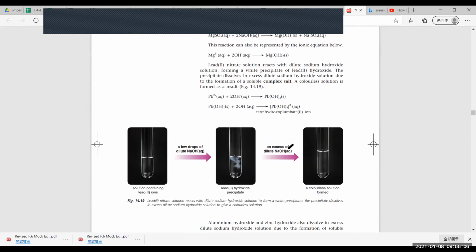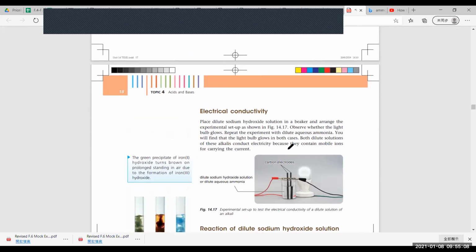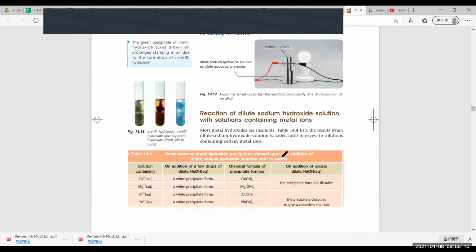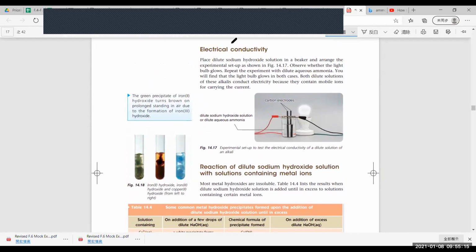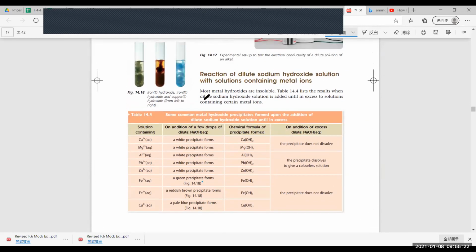The second and third equations are the metal ion solution with alkaline. Now for this part, I don't want to mention electrical conductivity because it's self-explanatory. You know something about mobile ions, right? How about this? The reaction with sodium hydroxide containing metal ions, we have got a list of different metal ion solutions. I add a few drops of alkaline and excess alkaline and try to see the difference in observation. Can you see the point?